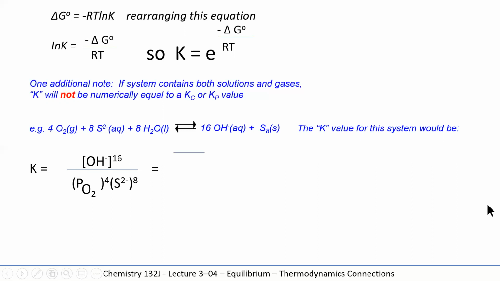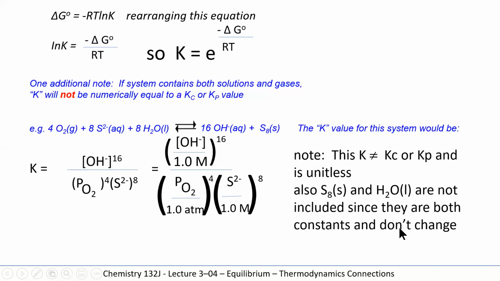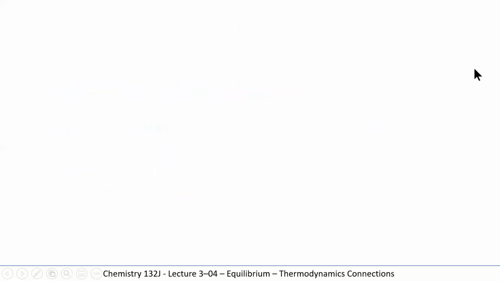Now, we're going to talk about the activities here. The concentration of hydroxide has to be divided by 1 mole per liter, since it's an activity, to the power of 16, divided by the activity of oxygen. The partial pressure of oxygen divided by 1 atmosphere is the activity of the oxygen. And for the sulfide ion here, we're going to divide its concentration by 1 molar since it's a solution. And again, note that this equilibrium constant is neither Kc nor Kp. It is, however, unitless. And I've mentioned that already, that since the solid and the liquid water don't change in concentration, they're not included in the equilibrium expression.